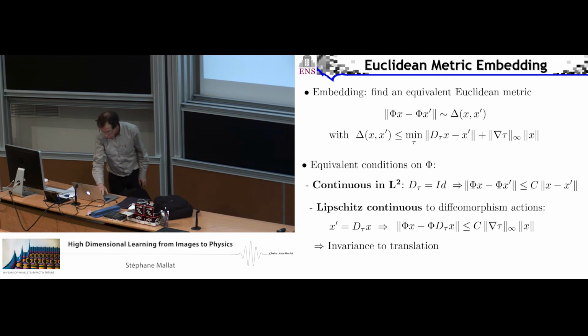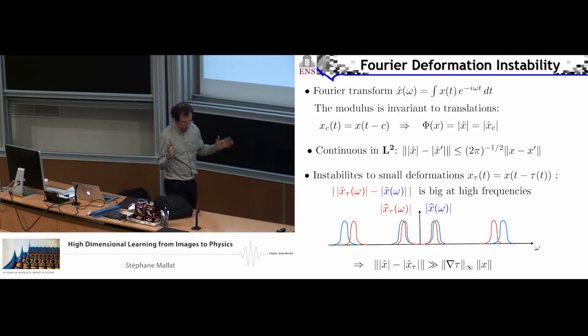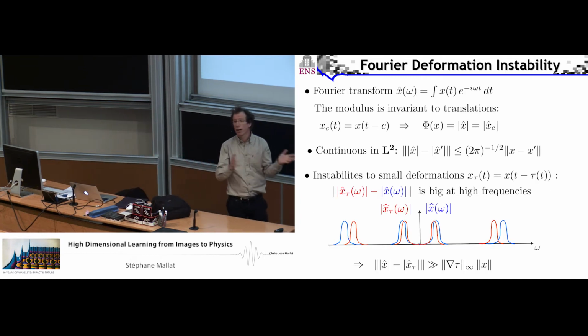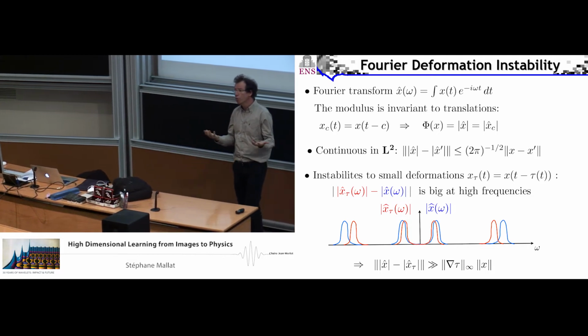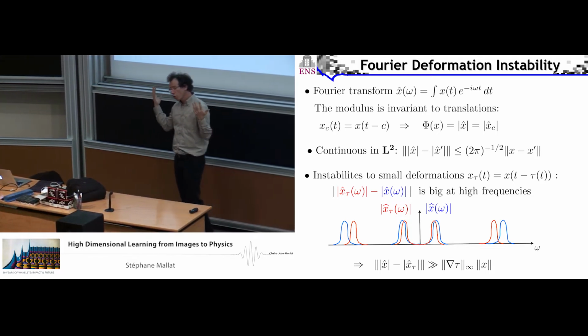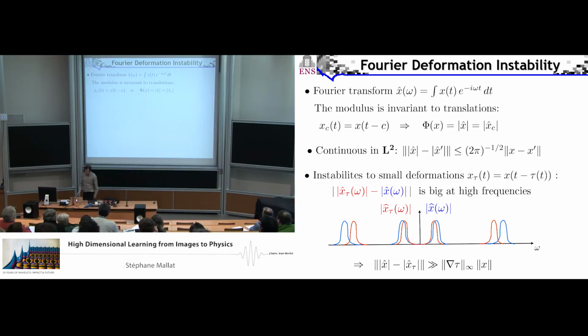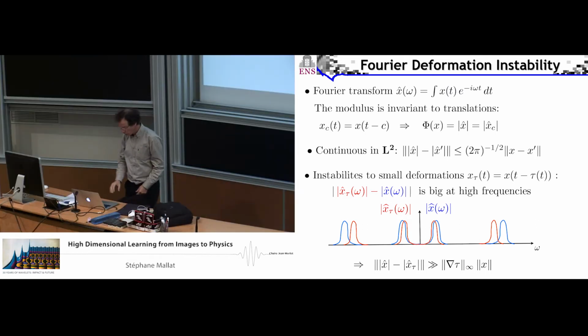So let me just show why it's not so easy. Having an invariant to translation or any rigid movement is a very easy thing to do. And for translation in particular, you can use the Fourier transform. So if you take a function x, you translate it, and you take the modulus of the Fourier transform, Fourier is just going to introduce a phase, so the modulus is going to be invariant to translation. In particular, Fourier is continuous in L2. So all this is okay.